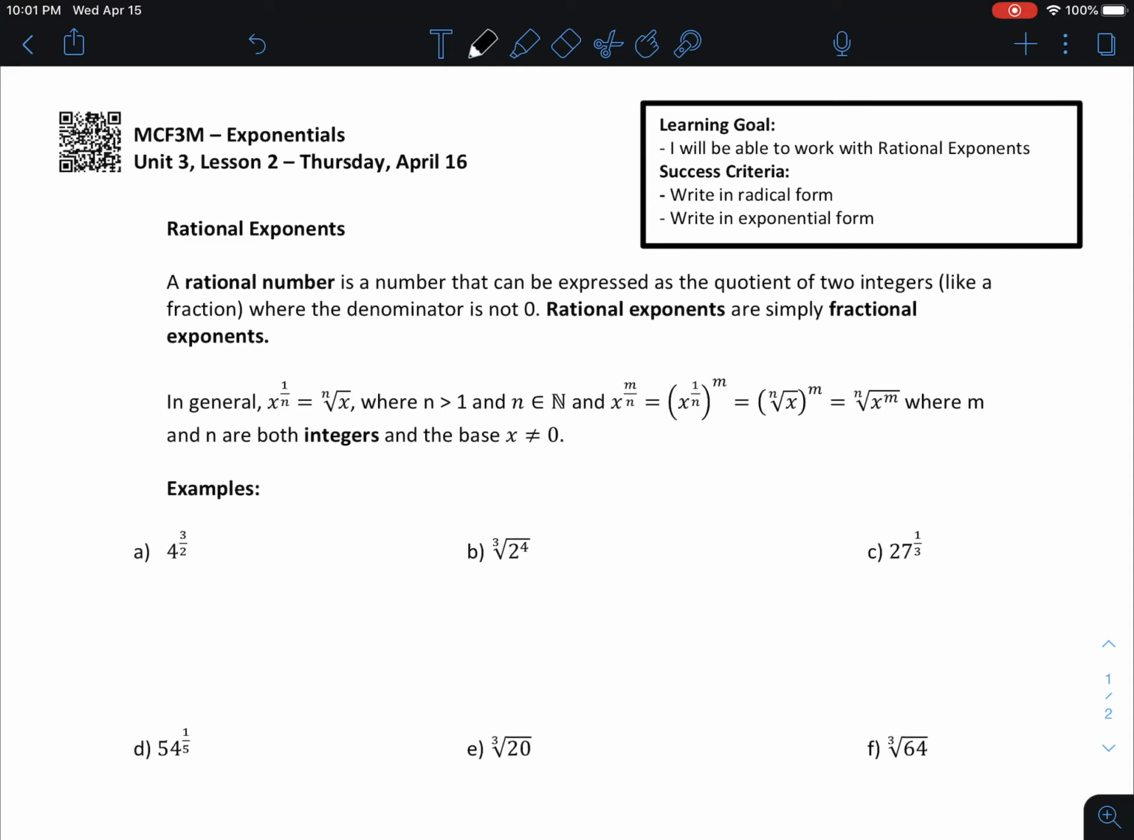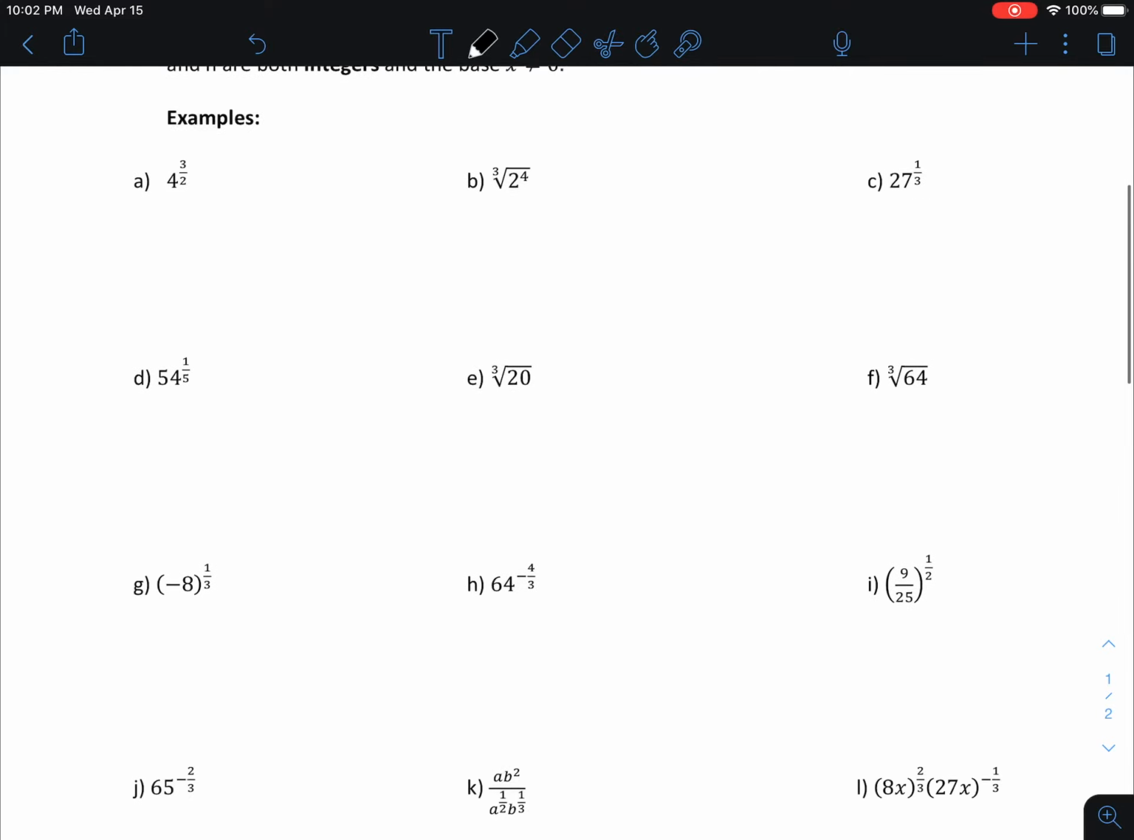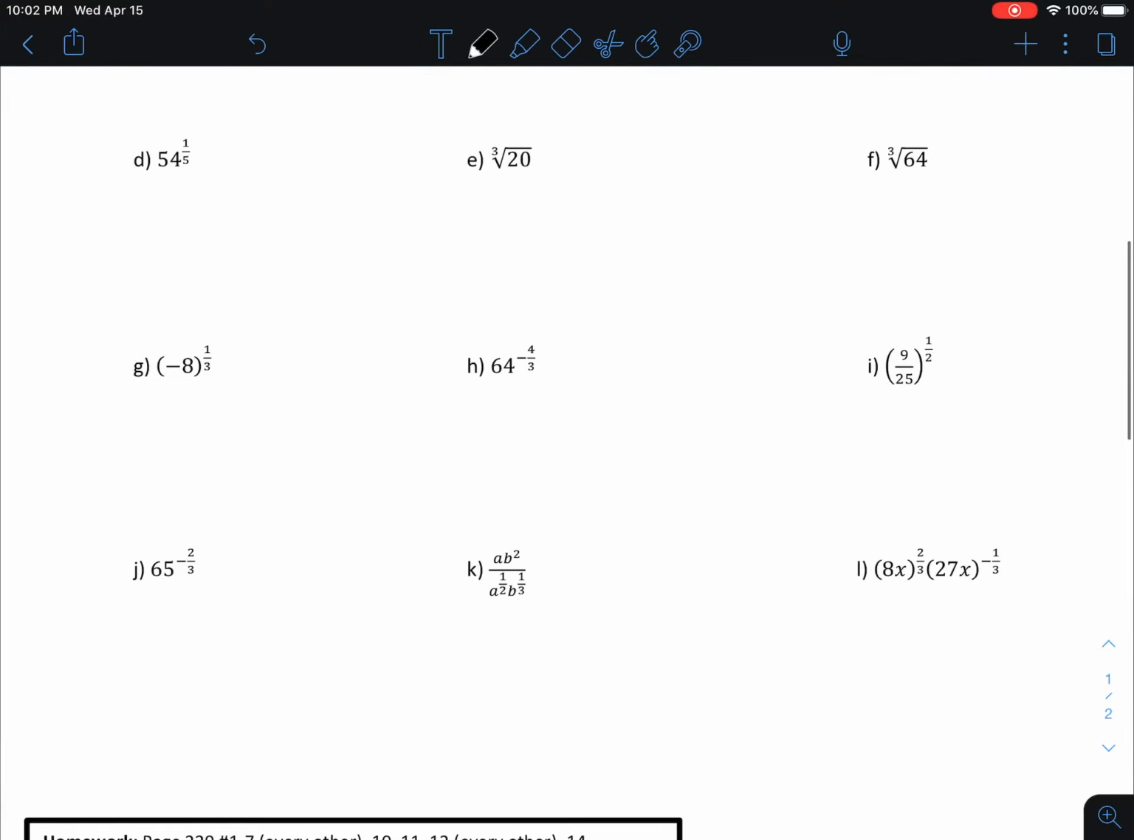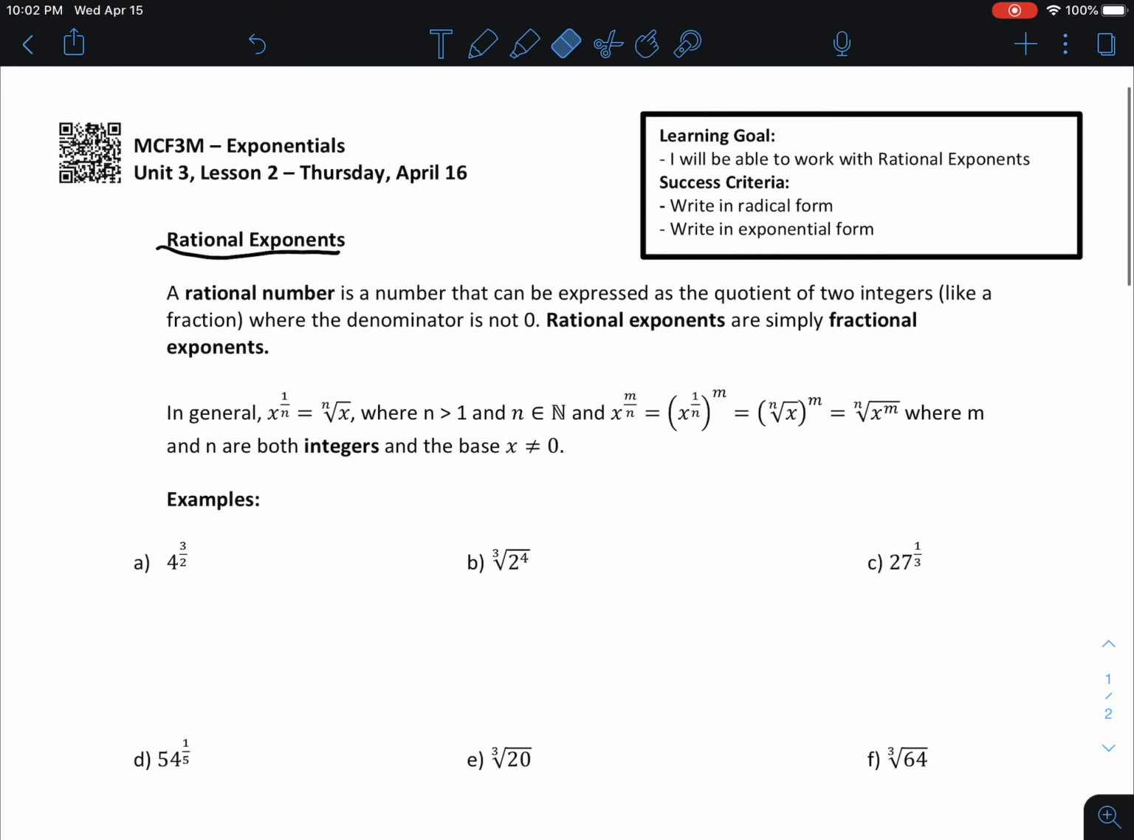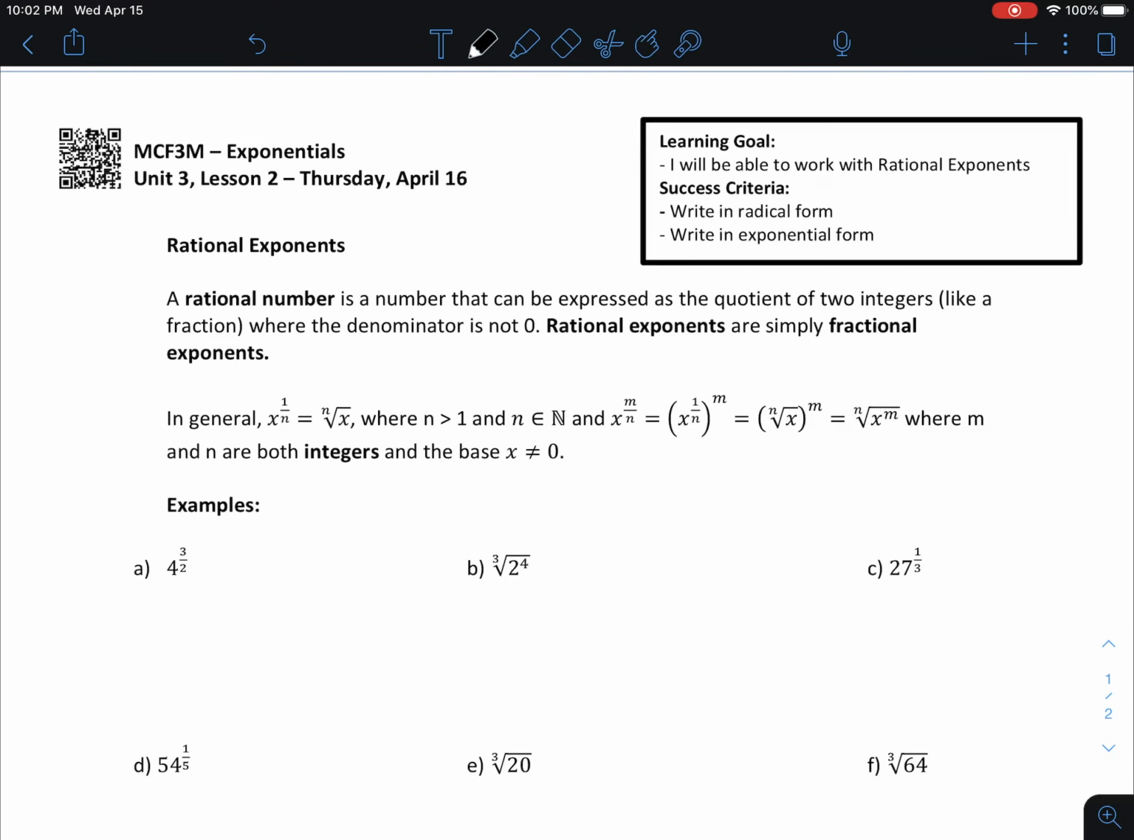All right, so this is going to be lesson 2 of exponentials. Today we're going to take a look at what this rational exponent means, what they look like, and how we deal with them. Hopefully by the end of the lesson you're going to be able to take what we did from lesson 1 and apply it to what we're doing today. So that'll be the goal.